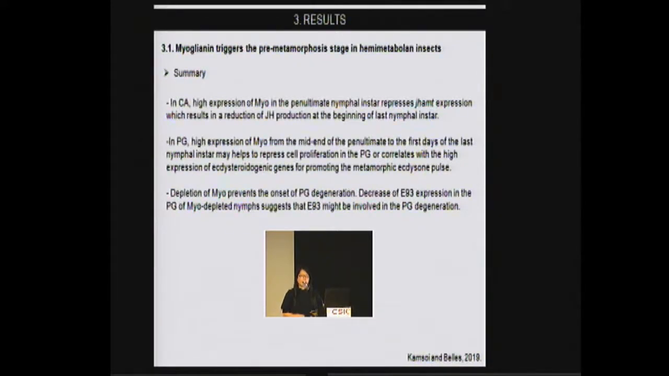We found that depletion of myoclonine prevents the onset of the PG degeneration by decreasing the expression of E93 in the prothoracic gland. This raises the question, or the hypothesis for the next section, that E93 might be involved in the degradation of the prothoracic gland.